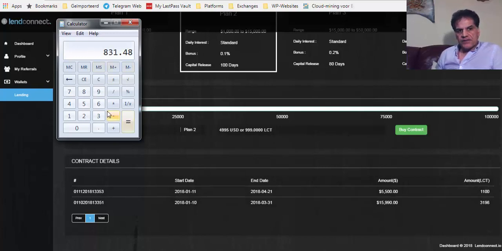So plus the 15,990, and it's going to become 16,000. And the interest I get is on this amount. So this is what they call compounding. Actually, I get more because I have also this amount here. So I get 5% here and 5% here.